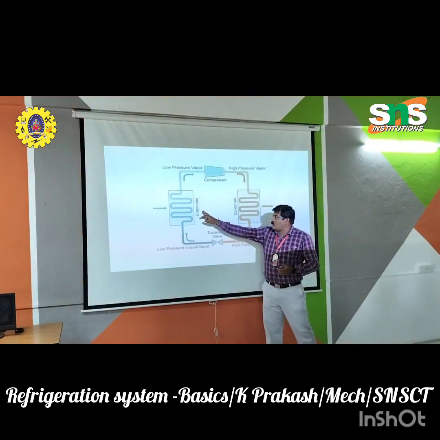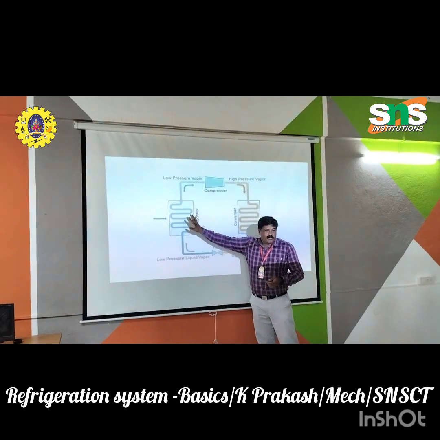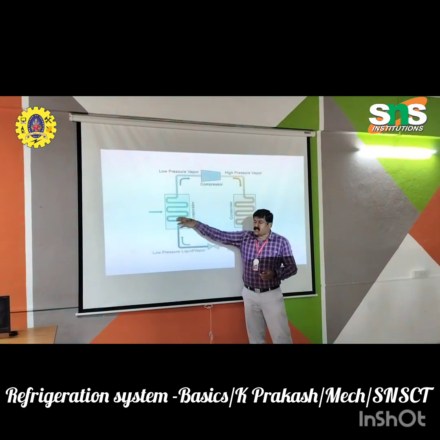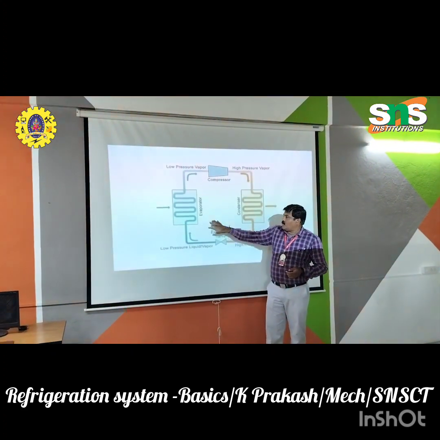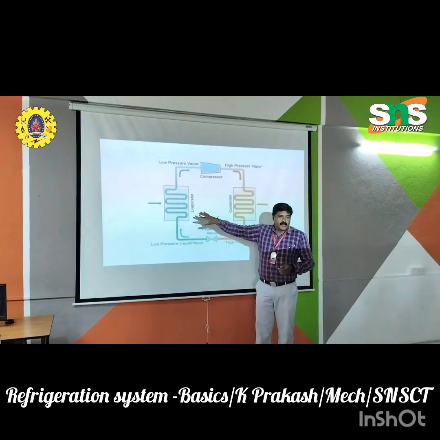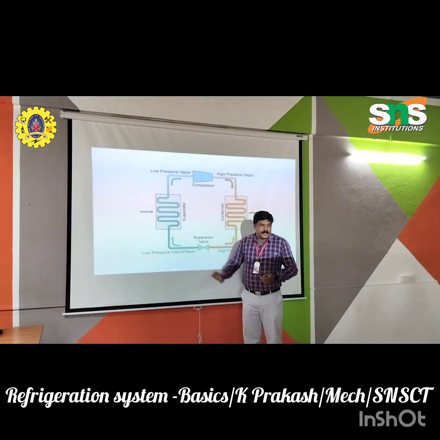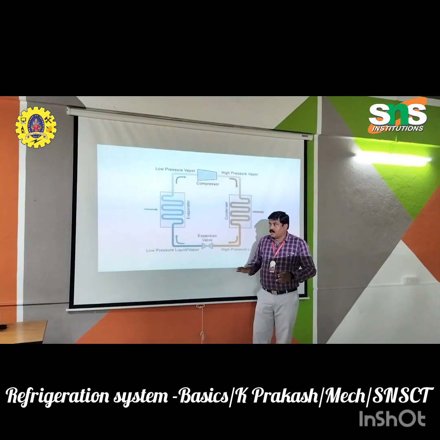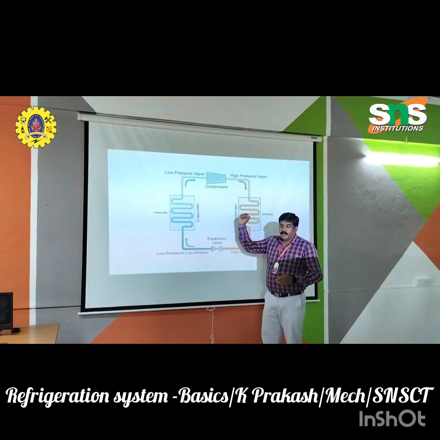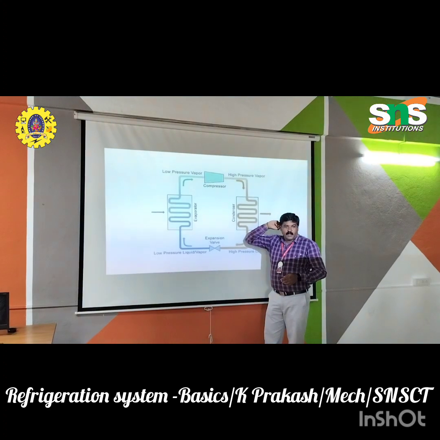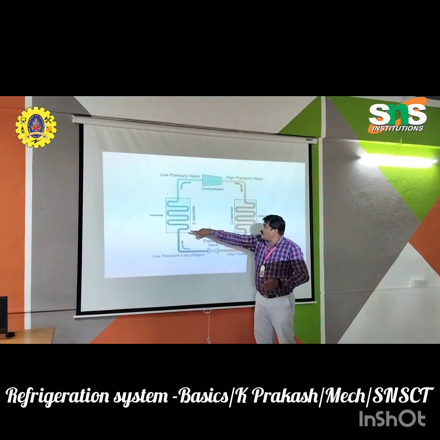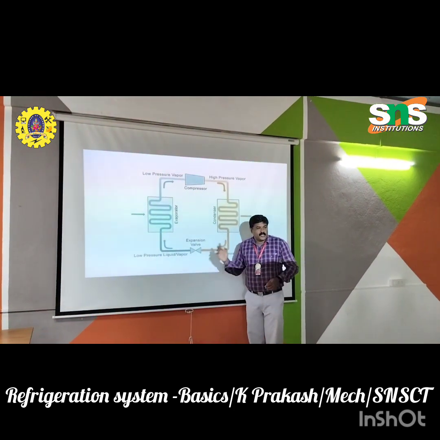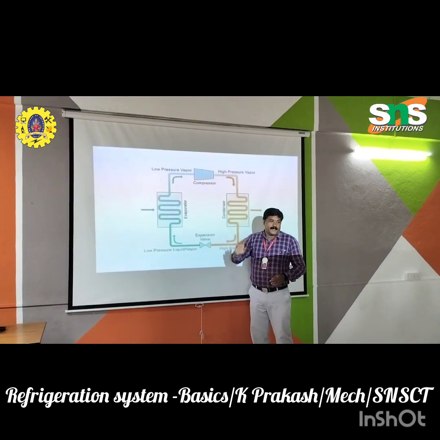First, coming to the evaporator. The evaporator is a place where heat has to be taken away continuously. We place our food materials in the evaporator, and from there heat is continuously taken away. Coming to the compressor, the working fluid has to be circulated throughout the system, and this is made possible with the help of the compressor.